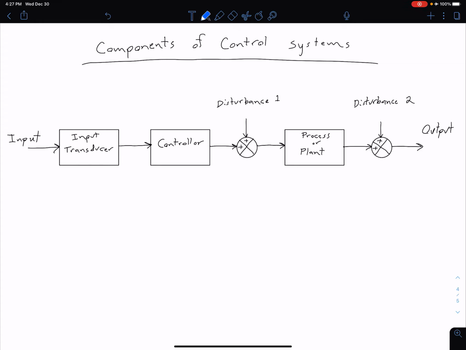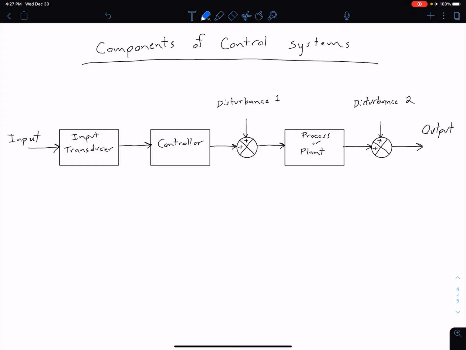In this video, we're going to take a general look at what some of the components of a control system are. In later units, we're going to come back and look at specific systems and be able to relate these various components to specific physical things. But again, right now, we're going to keep things pretty general and vague.